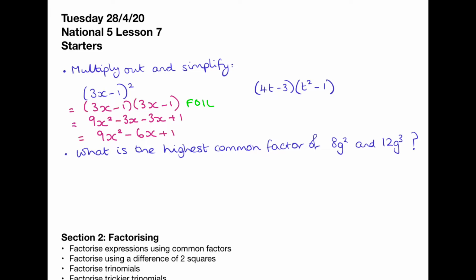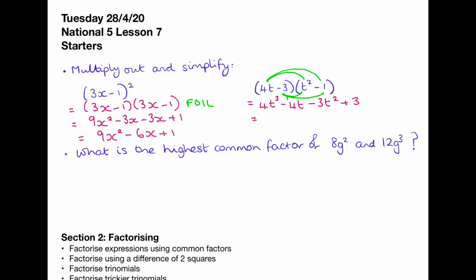Okay, and this one, same sort of idea. I'm going to use lines this time. So this line first gives us 4t. Now be careful with this. It's t times t squared, so it's t cubed. Second line, 4t times negative 1 is negative 4t. Next line, negative 3 times t squared is minus 3t squared. And then the last line, negative 3 times negative 1 is plus 3.